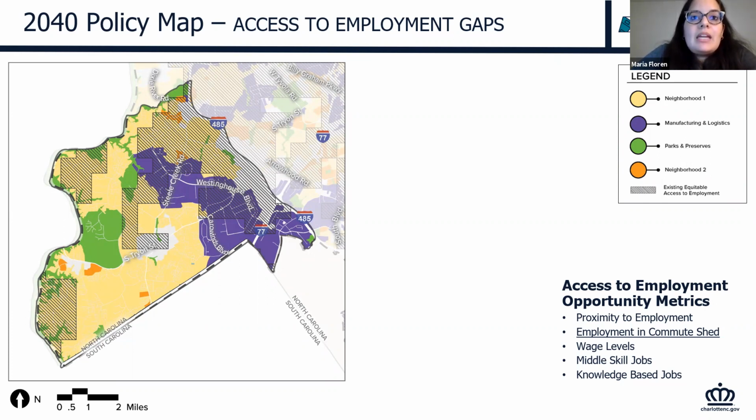The place type mapping aimed to provide the opportunity for employment within a commute shed, so within 1.5 miles of every neighborhood. So the items that aren't underlined can happen within any employment area, and therefore there are other tools outside of place type that will be explored to help address those gaps.